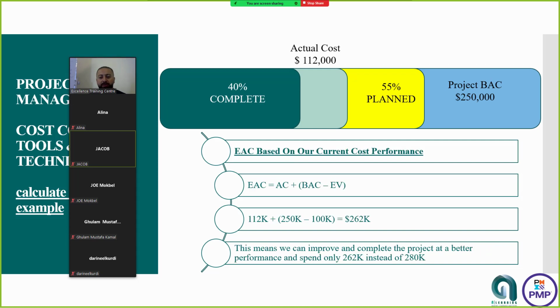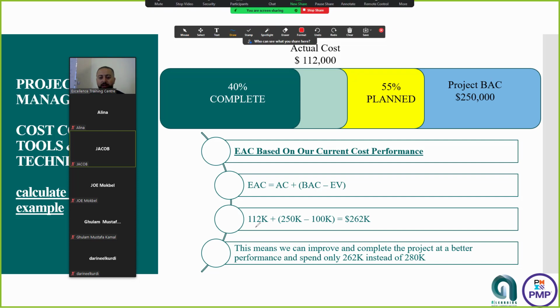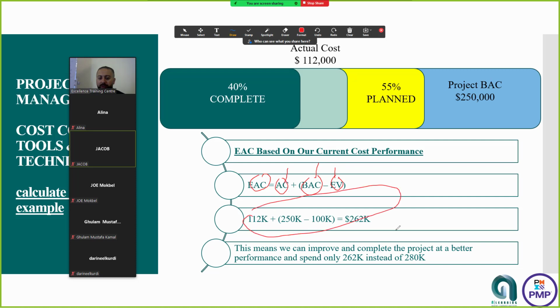Estimate at completion based on our current cost, which is the solution of the previous example, using another equation, correct? So you have EAC equals the actual cost plus the BAC minus the EV. This is calculated. This is given. This is given. So you can complete all of them and you will have the number 262, which means that we can improve and complete the project at a better performance and spend only 262 instead of 280, that we have. Cool? So that means with the same performance, we have calculated the rest. Yeah, we have already calculated the rest before.